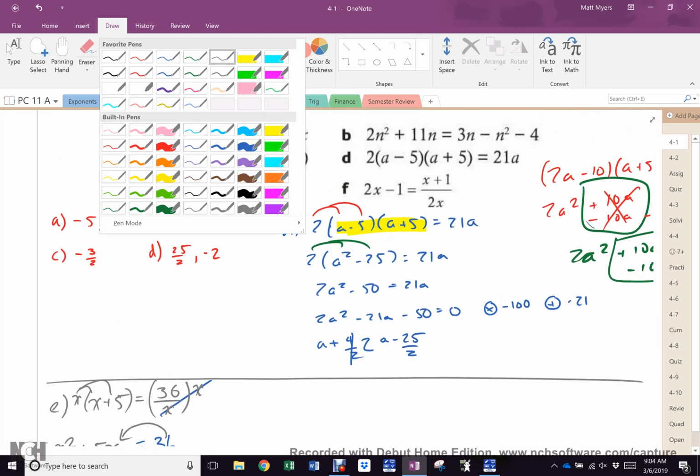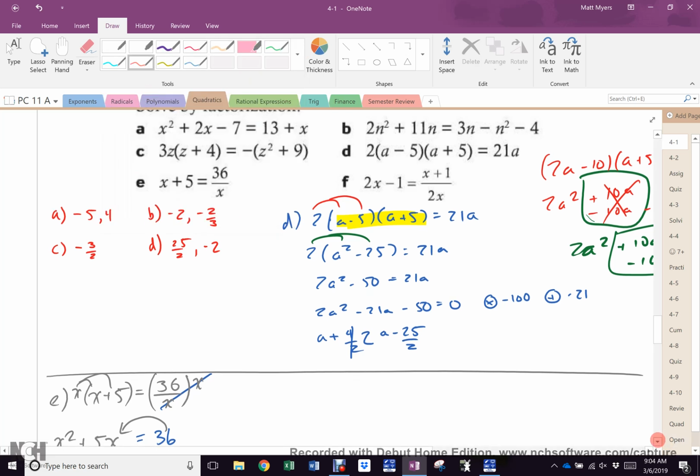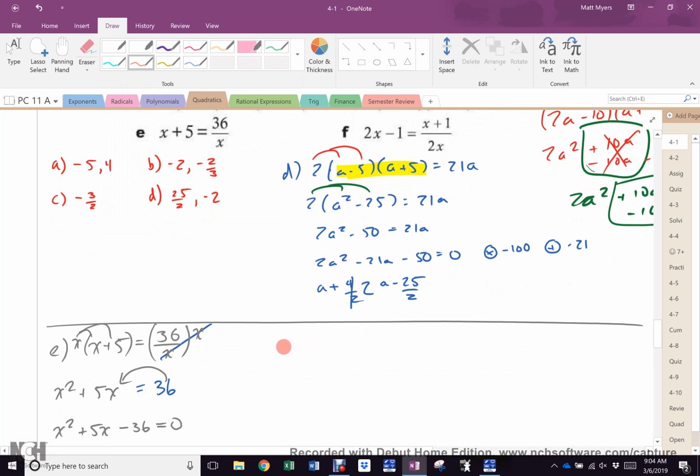I'd like to choose a funky color for this last one. Rose. I'm a fan of rose. When I think rose, I don't think that.